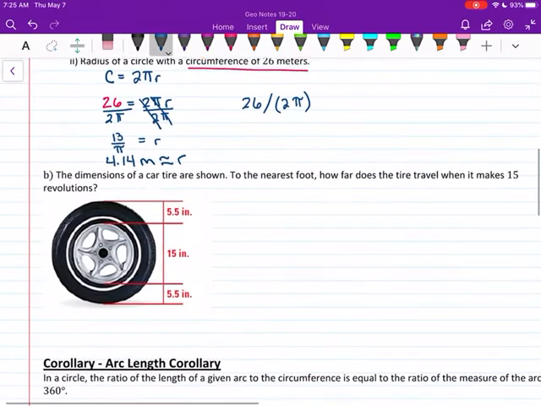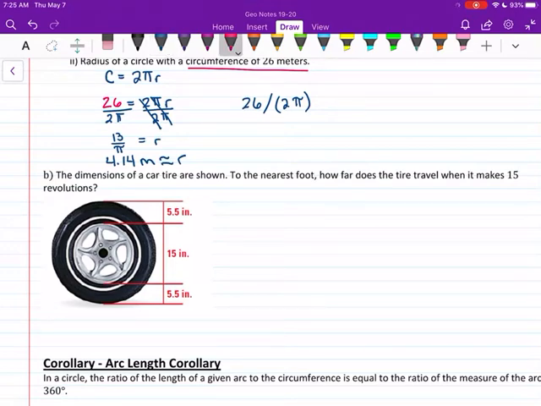The dimensions of a car tire are shown. To the nearest foot, how far does the tire travel when it makes 15 revolutions? Okay, so let's think about this. We want to talk about the car and a revolution. So let's talk about what is a revolution.